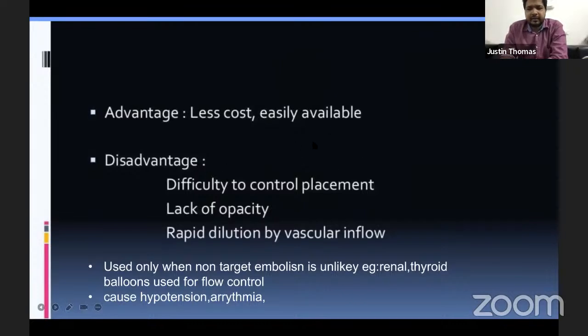It is difficult to control alcohol injections, it lacks opacity, and it can get absorbed into the systemic circulation, causing problems like arrhythmias, hypotension, etc. And it is used for embolization of renal tumors, thyroid nodules, etc.